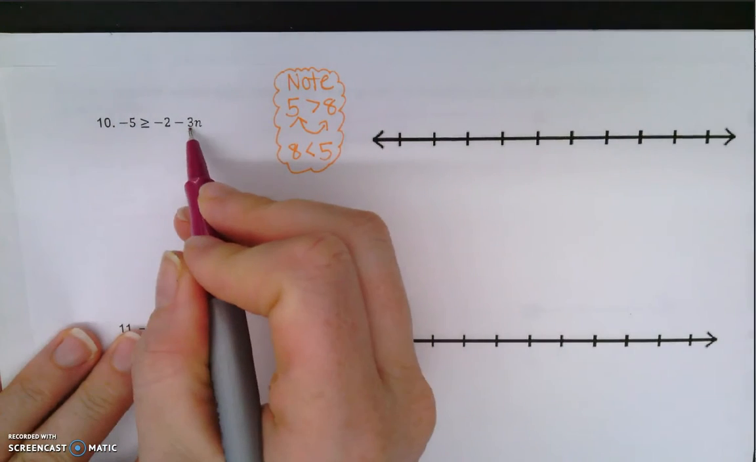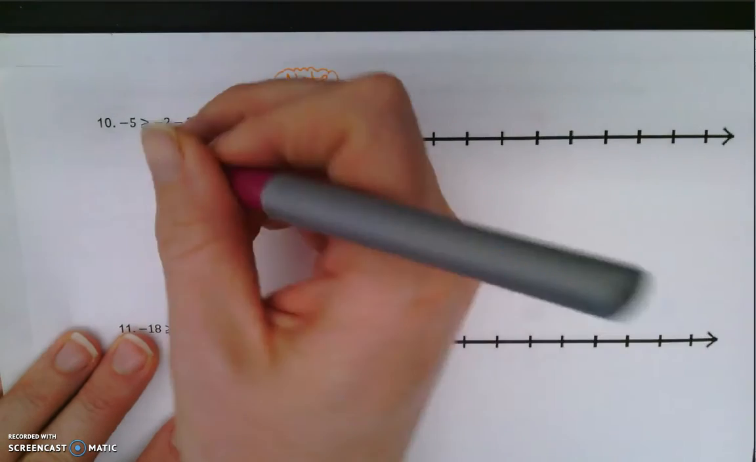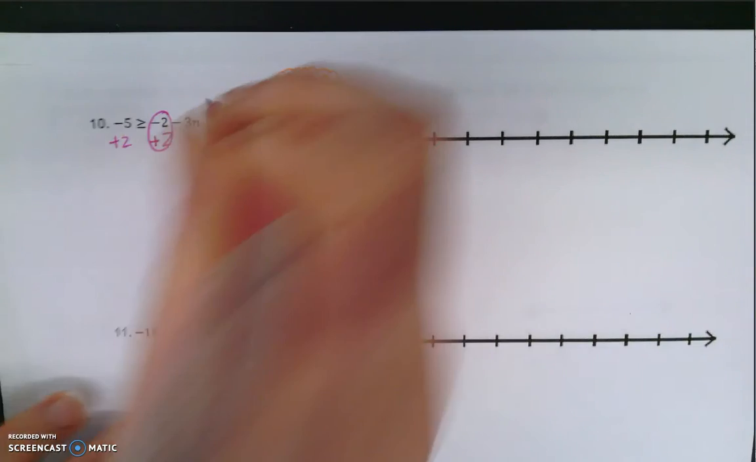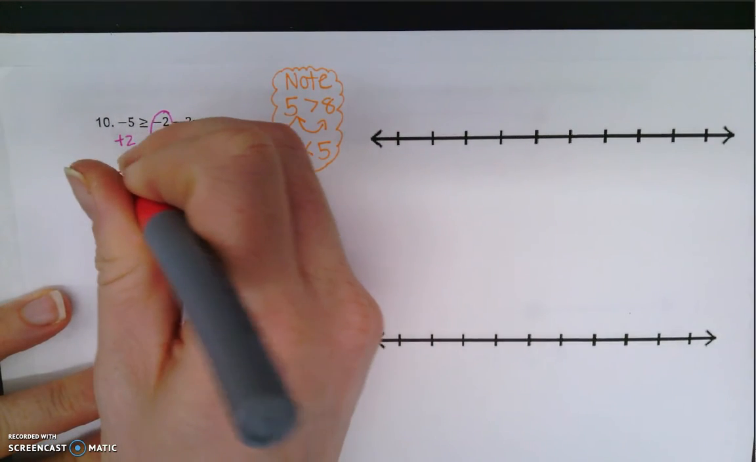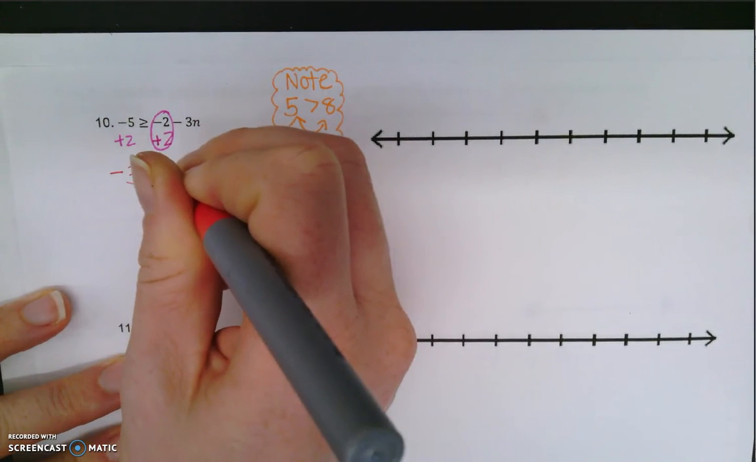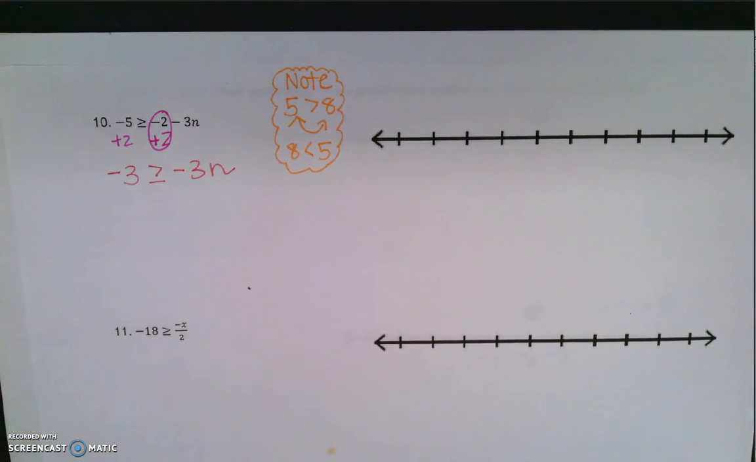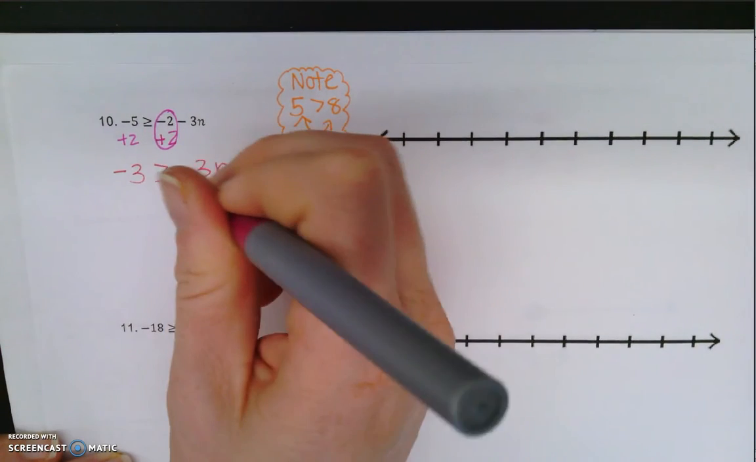Should we get rid of the boxes first or the circles? Always the circles. So what should I do to both sides? You're right, add 2 to both sides to make 0 pairs. So now we have negative 3 is greater than or equal to negative 3n. Is our n isolated yet? No, it's not. It's being multiplied by negative 3. How do you undo multiplying by negative 3? That's right, divide both sides by negative 3 or multiply both sides by negative 1/3.